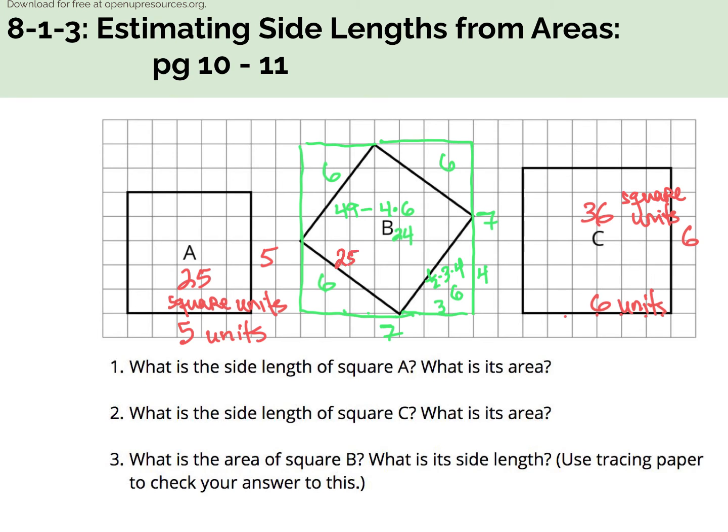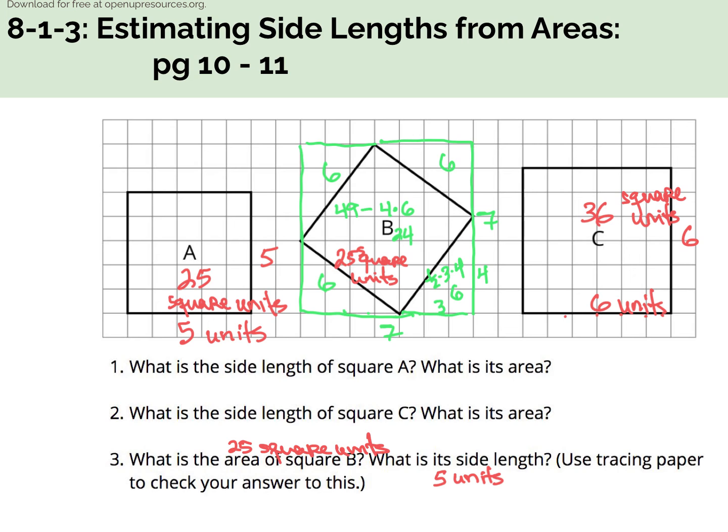So 25 square units. Okay? Now let's think about it. To find the area of the square B, like the red one, it's going to be length times width. And with a square, they're both the same. So really, what number multiplied by itself makes 25? That is 5. So the length of B is 5 units, and the area is 25 square units.